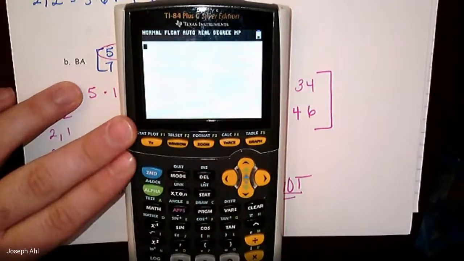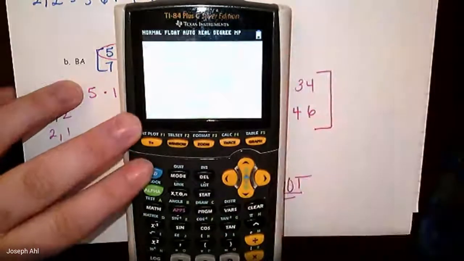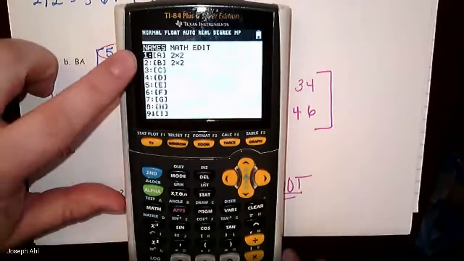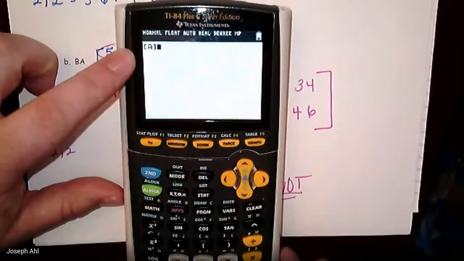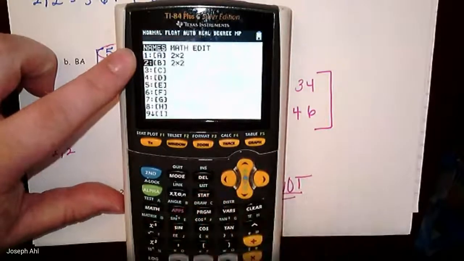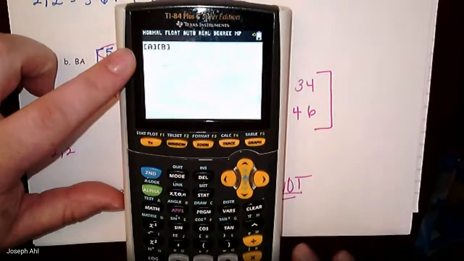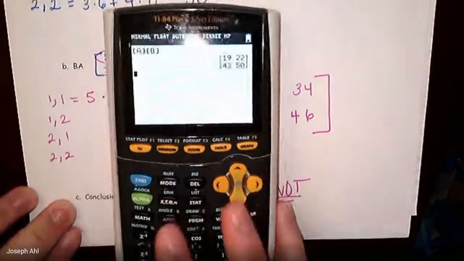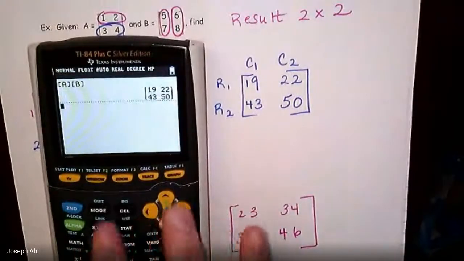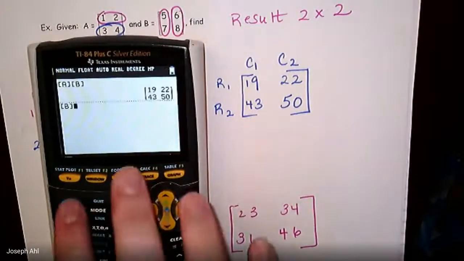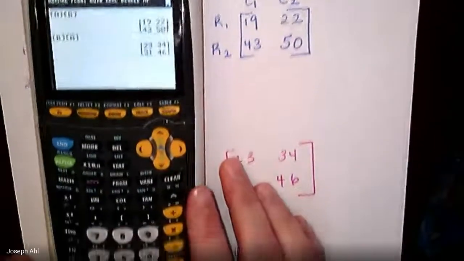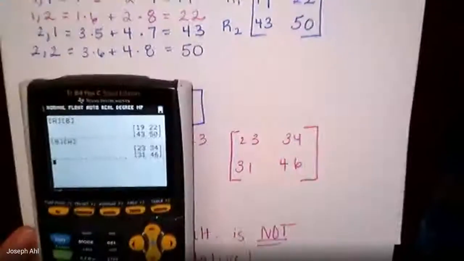The last thing I'm going to show you is that if I do A times B, so second matrix again, under names, just hit enter for matrix A and it will pop up on the home screen. Then go back to second matrix, choose option B. The product AB is 19, 22, 43, and 50. And what do you know? That's exactly what I got here. If I really quickly reverse it and do B times A, that should be the other product that we got, 23, 34, 31, and 46.